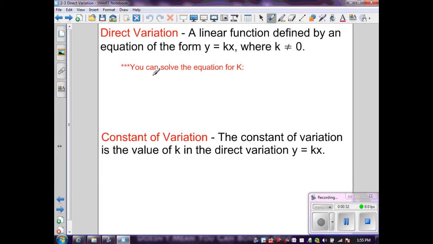You can solve the equation for k. In doing so, I'll have y equals kx, divide by x on both sides, and you'll see that k is going to equal y over x. Very similar to the idea of slope. The constant of variation is the value of k in the direct variation y equals kx. And I've already solved for that here, which is the value of y over x.